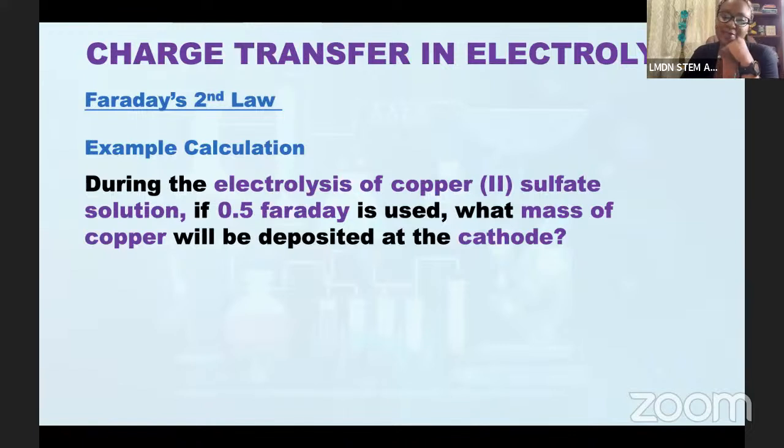Which is this. So this is like directly applying Faraday's second law. During the electrolysis of copper sulfate solution, if 0.5 Faraday is used, what mass of copper will be deposited at the cathode? For the previous example, we had to calculate the Faradays from the Q that they gave us. But in this case, they're already telling us that 0.5 Faraday is used, so we have to somehow correlate that amount of Faraday to the mass of copper that will be deposited at the electrode. Do you see what they're asking us here?